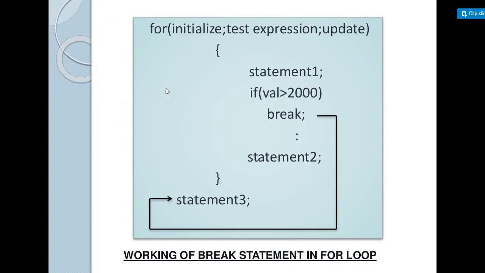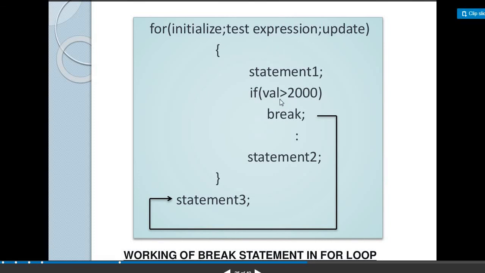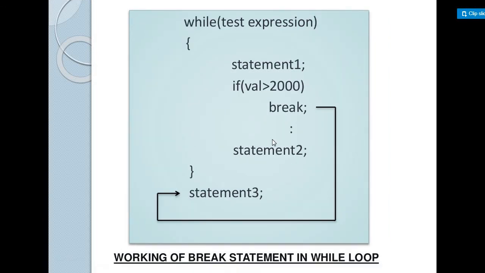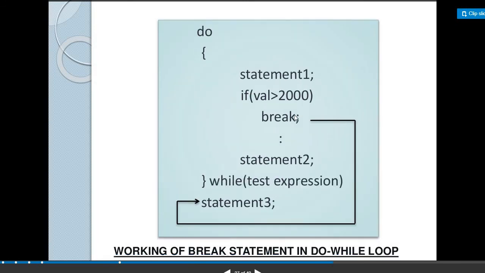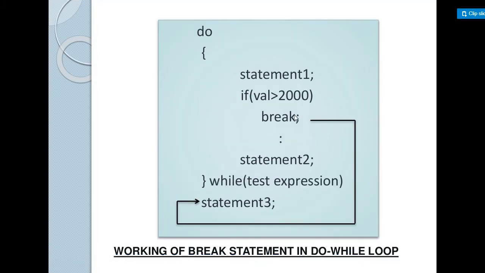Here we have an example. Suppose this is a for loop. Statement 1, and if the condition becomes true, then we use break. Then control goes directly to statement 3, because after break the later statements are not executed. This is how break works. Similarly, we can use break statements in a while loop, and also in a do while loop.